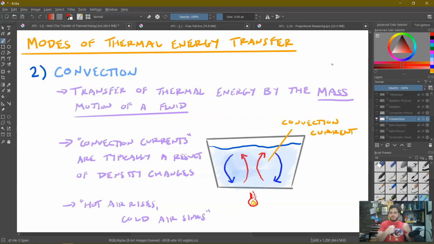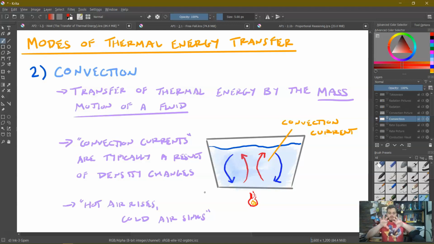Rather than having particles run into each other and directly transfer their thermal energy like you do in conduction, in a lot of fluids it is way easier just to get the fluid with a lot more thermal energy to a different place. That is a much more efficient process. And typically this happens as a result of density changes. So for instance, if I am heating up this pot of water, the water right here directly above the flame gets warmer. And when it gets warmer, it expands, it gets less dense, and it therefore rises.